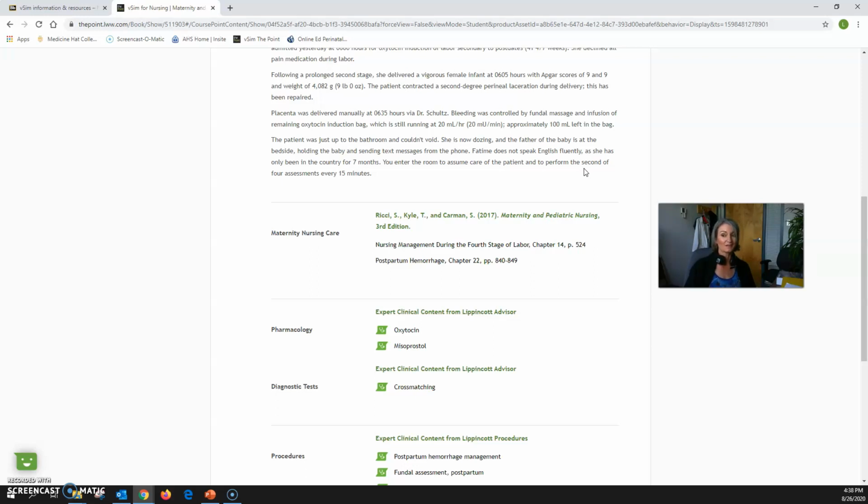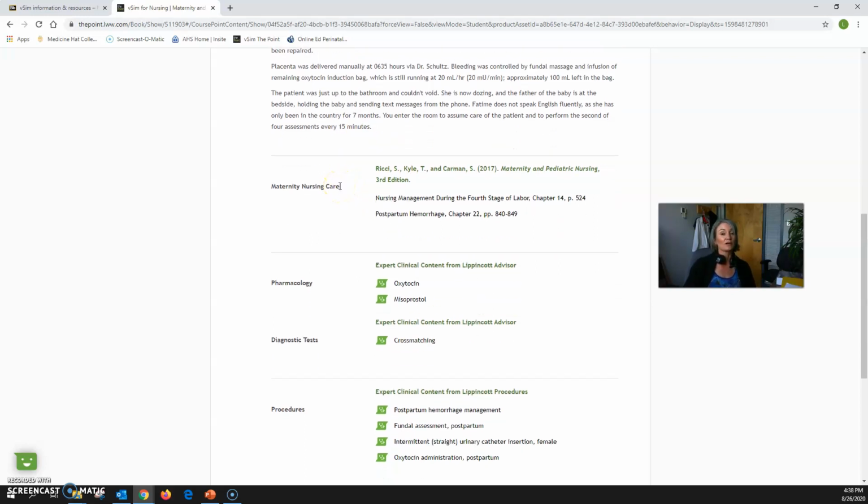Fatime does not speak English fluently. She's only been in the country 7 months. Now you are the nurse entering the room to assume care for the patient and perform the second of 4 assessments that you would do in that initial 4th stage of recovery, and doing your frequent postpartum assessments.